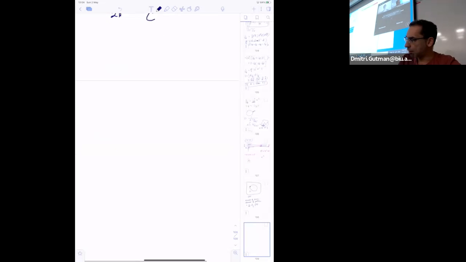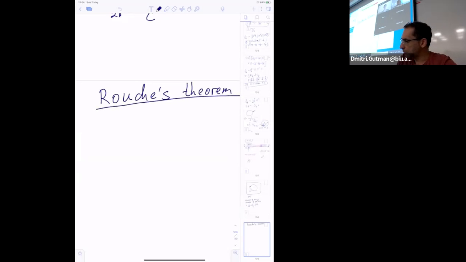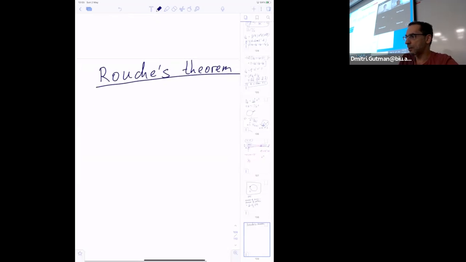The next thing that I would like to describe is called Rouché's Theorem. I probably mispronounced it. It's a French name. So if there are French-speaking people in the audience, you can correct me. But it's something like Rouché's theorem, and this theorem states the following.